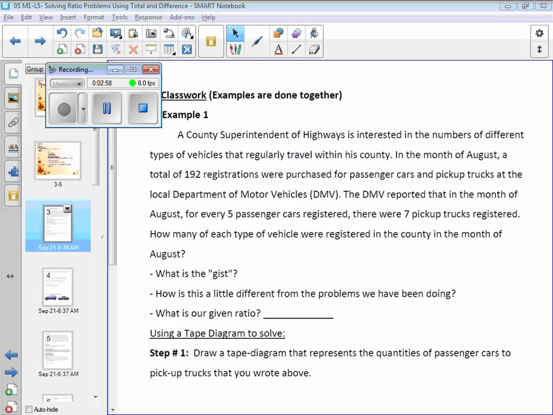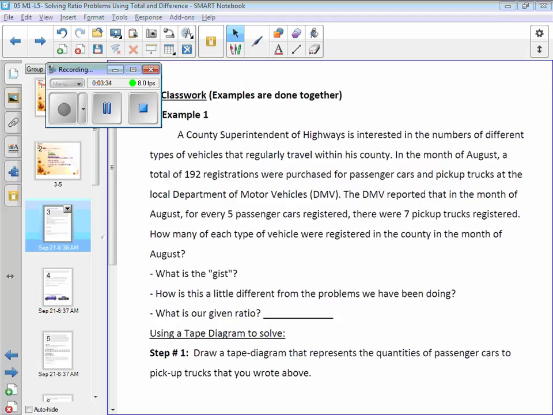What about passenger? Christian. Someone that's riding in the car. You got it. Somebody that's riding in that car. Superintendent of highways. And I bet you if you don't know, you could probably take a guess. Carson. Someone in charge of highways. That's it. Somebody that's in charge of regulating the roads and highways in New York. So it says a county superintendent of highways is interested in the numbers of different types of vehicles. What's a vehicle? It's a car. That regularly travel within his county.